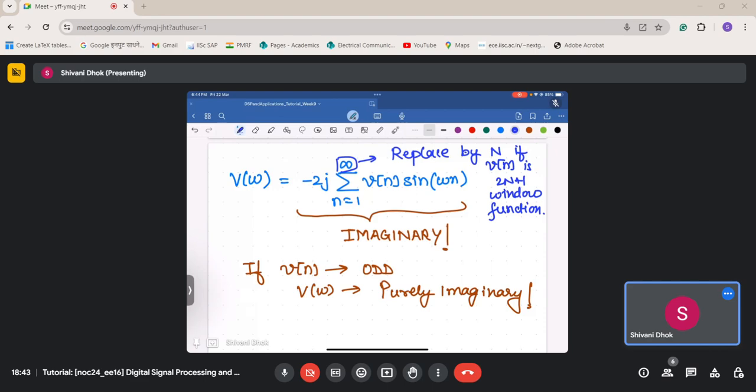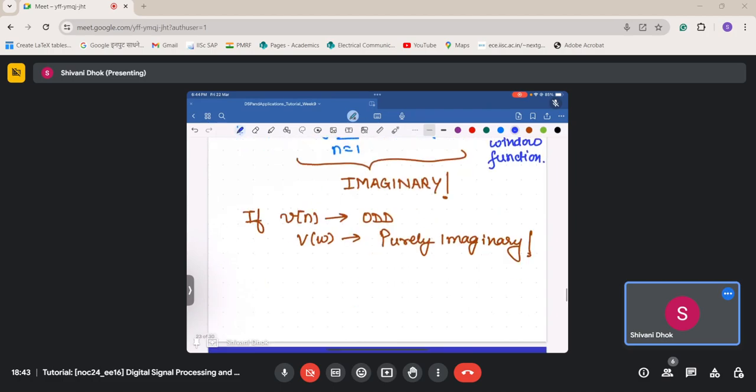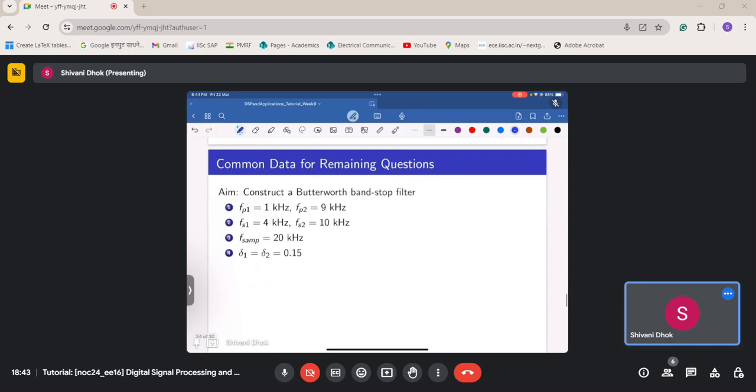Okay. So now let us go on to a filter designing question for a bandstop filter. This is common data for all the remaining questions. Our aim is to construct a Butterworth bandstop filter. So here we have FP1 as 1 kilohertz, FP2 as 9 kilohertz. So these are two passbands.